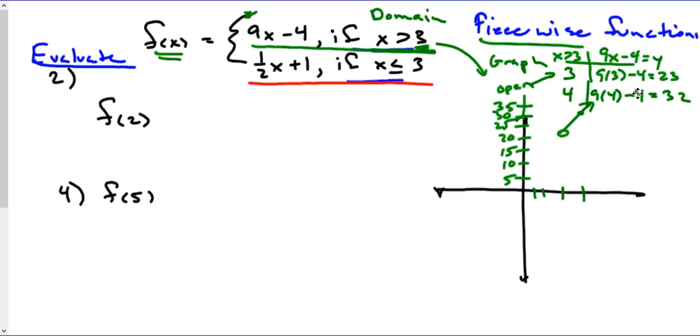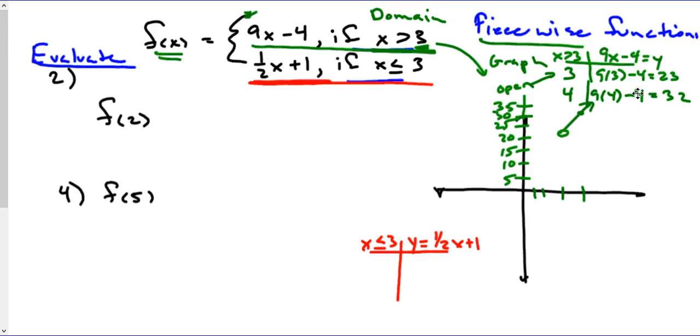All right. Now the next one, I'm going to make it red. We're going to be using this function, and for this function, I'll put it on this side, is our domain. So if we draw a little table, we're only using x values which are less than or equal to 3. For x values less than or equal to 3, we have to use this new function. So we're using 1/2 x plus 1.